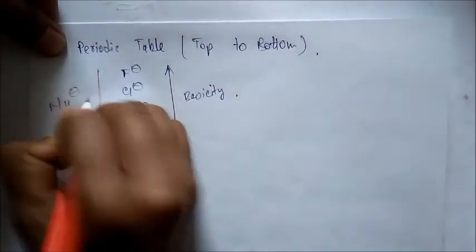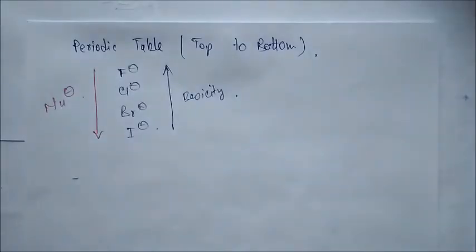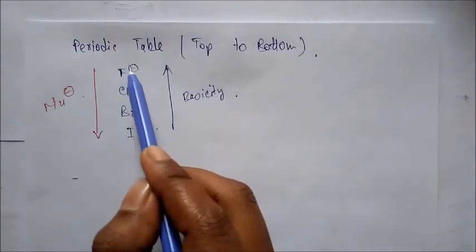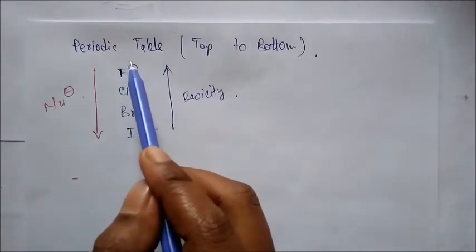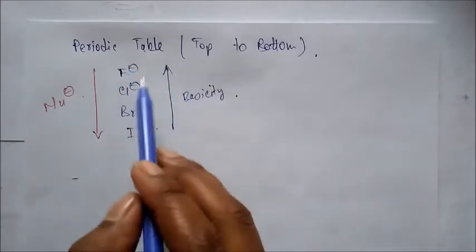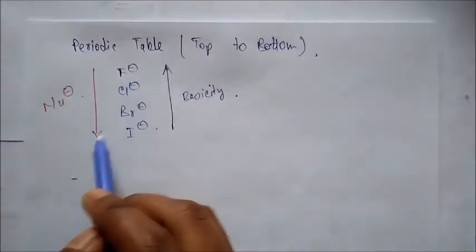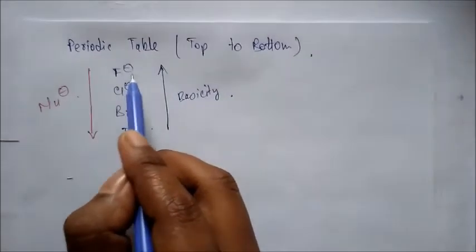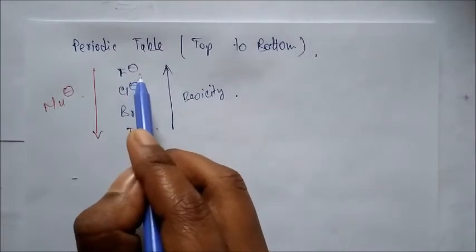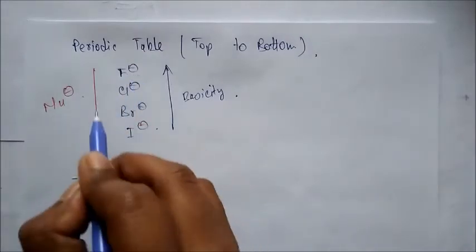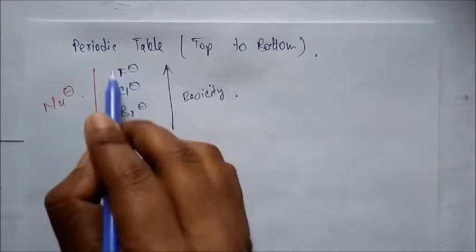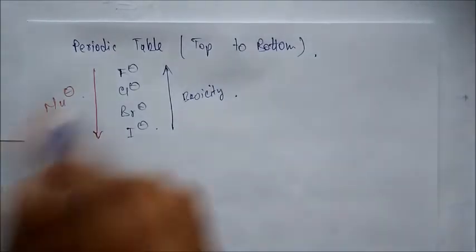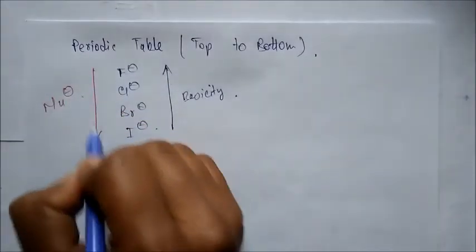Why is it happening like this? We have fluorine and iodine. Fluorine has the highest electronegativity in the periodic table. Fluorine is the most electronegative, so it will not give its electron. It has electron density, but it will not donate to others because of its higher electronegativity. So it is a poor donor. So nucleophilicity will be in this order. Okay.